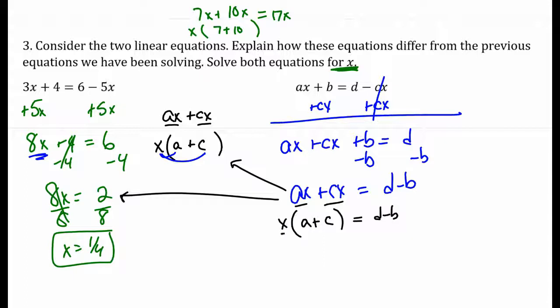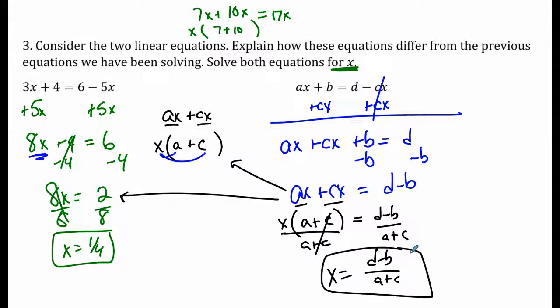Well, there's x. How do I get it alone? Well, x times something, let's divide by that, a plus c. So x equals d minus b over a plus c. That is my solution. So when you run into these equations, when there's more than one x, you need to use this technique, when there's extra variables in these equations.